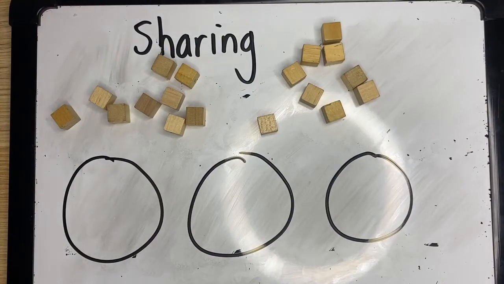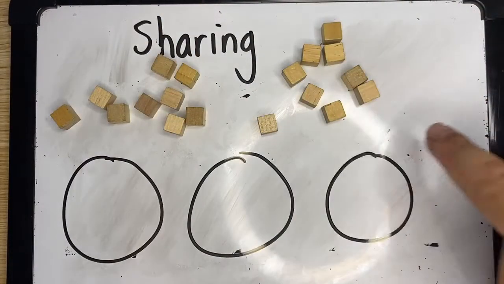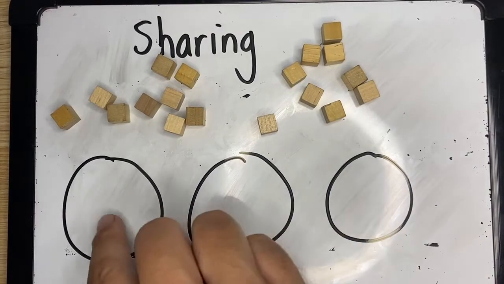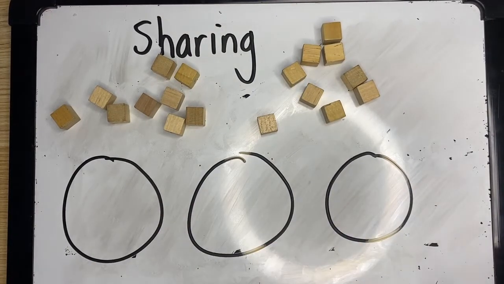Now here's a question for you to try by yourself. What you need to do is you need to find out how many counters are in total. You know that we have 3 groups, so we need to share them equally amongst the 3 groups. Let's have a look. Pause the screen if you would like to count the counters by yourself, or wait a moment and we'll count through them together.